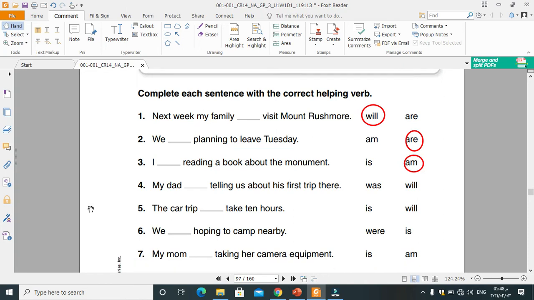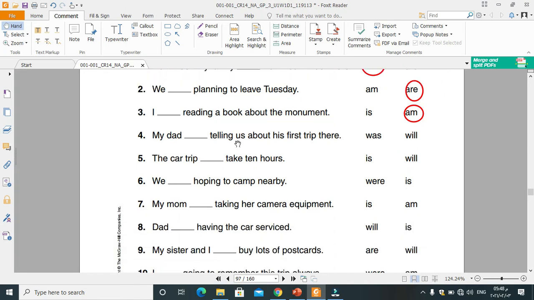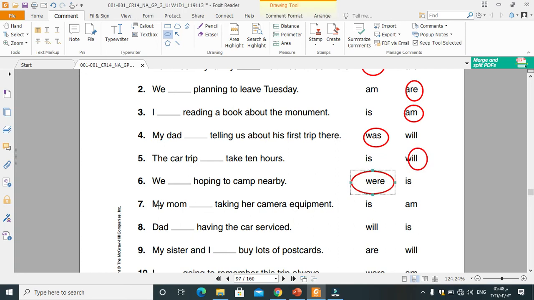Number 4, my dad was telling us about his first trip there. My dad will telling? No, we have ing here. This means was telling. The car trip will take 10 hours. Take, no ing, so we will choose will. We were hopping into camp nearby. Number 7, my mom is taking her camera equipment. My mom is taking or my mom am? My mom is.